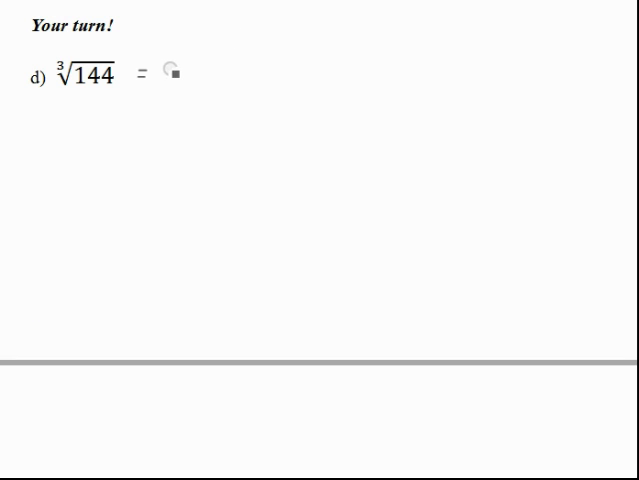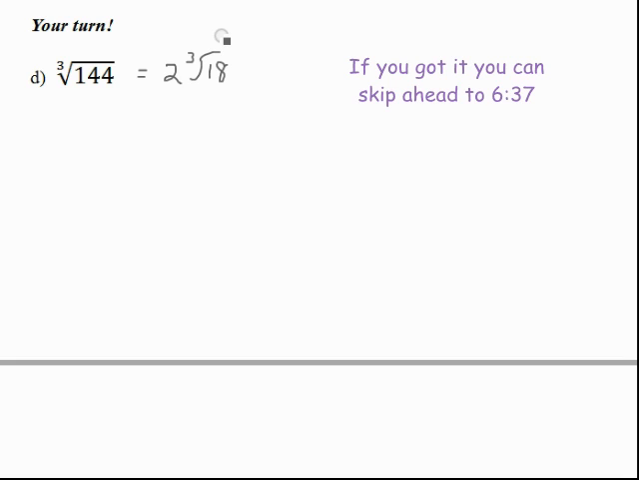The answer to this is 2 times the cube root of 18. If you got it right, you can skip ahead and go on with the next section.